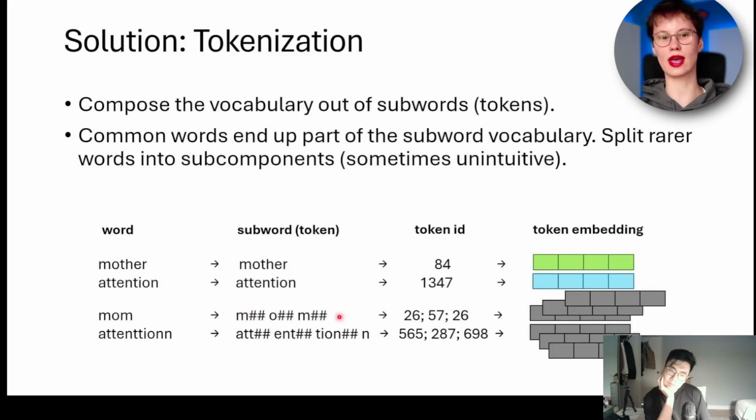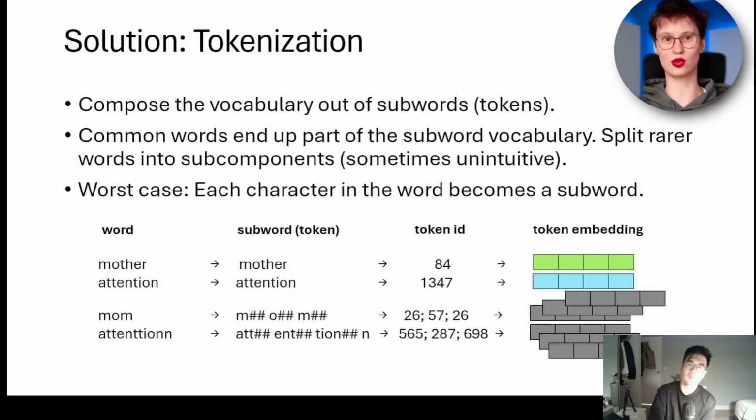For example, we split mom into M-O-M, and M gets the M26 token ID, this other M the same token ID, and then they will get the same word embeddings, and so on. And in the worst case, basically each character in the word will become a subword. Okay, but then how to tokenize? What is the algorithm that splits all these words into subwords?